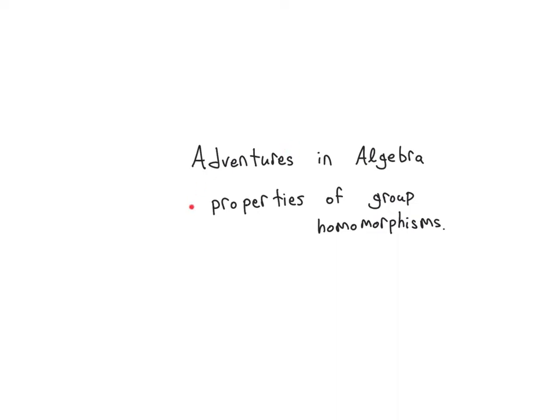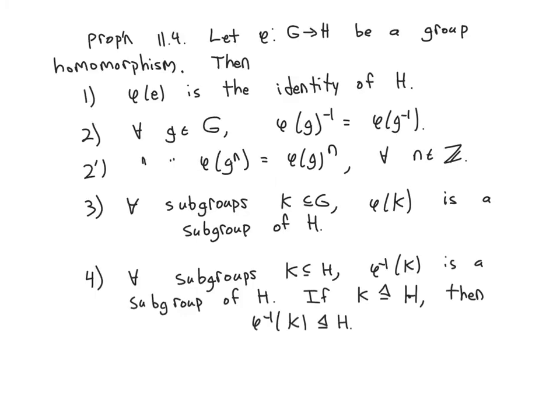Hello, in this video we're going to discuss properties of group homomorphisms. Alright, so here we discuss some properties of group homomorphisms. First, given a group homomorphism from a group G to a group H, phi of e is the identity of H.